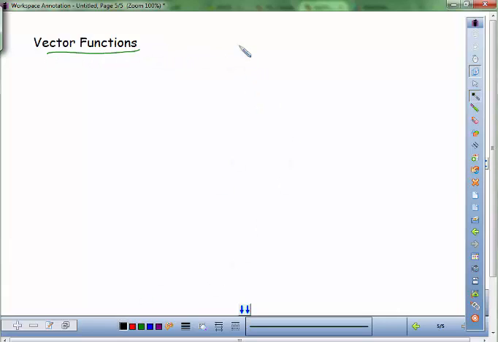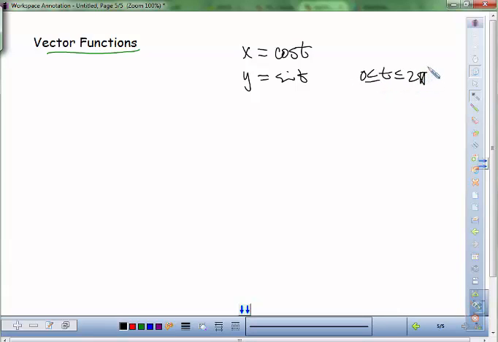So what I want you to do is think back to the very beginning of the semester when we first started talking in 10.1 about parametric equations. So our famous set of parametric equations is x is equal to cosine t, y is equal to sine t. And they said that if you let t go from 0 to pi or something like that, or to 2 pi, then you would draw out a circle.